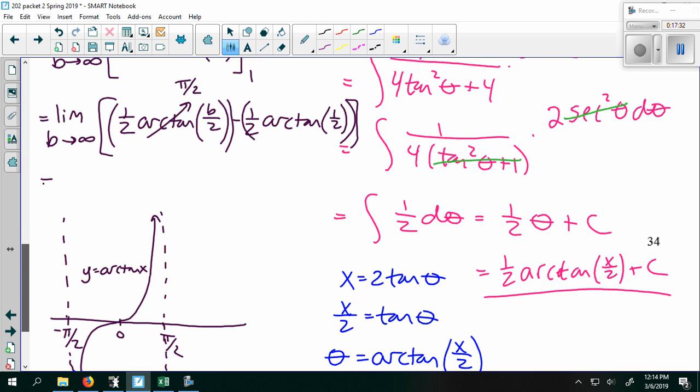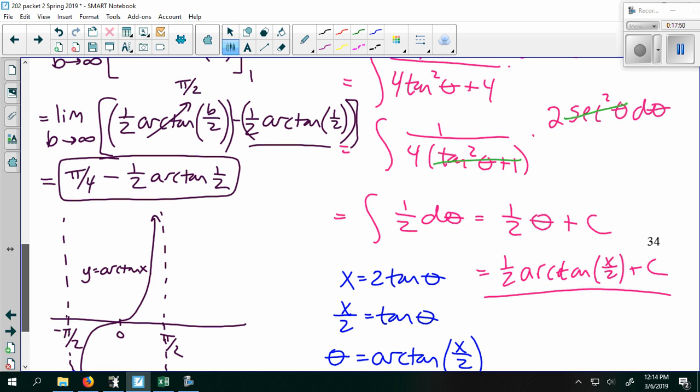So when I evaluate this, I get 1/2 times pi over 2, which is pi over 4. And then my second piece here has no b's in it at all. It's just 1/2 arctan of a half, which isn't a special value, so I'm just going to leave it like that. And that is finite. It's just a number, which means that the integral converges.